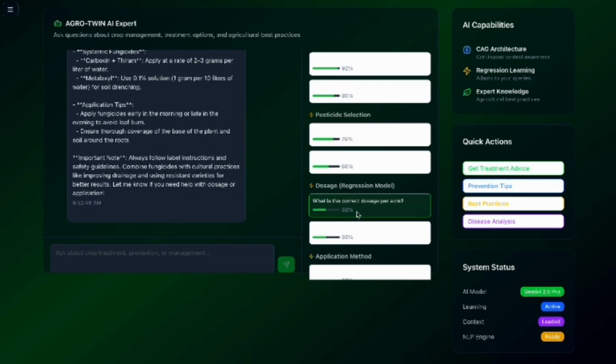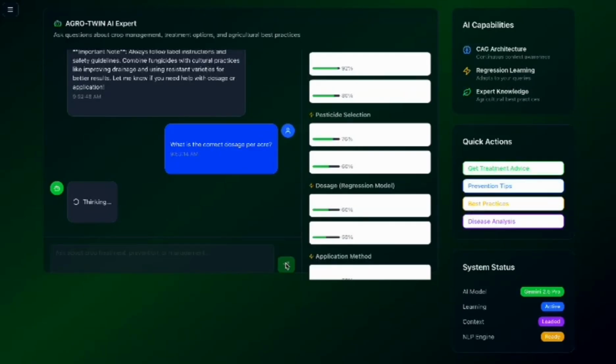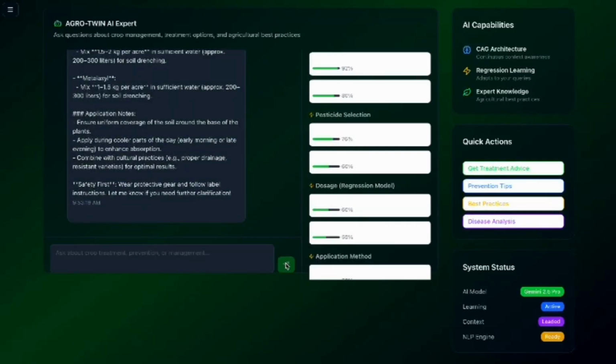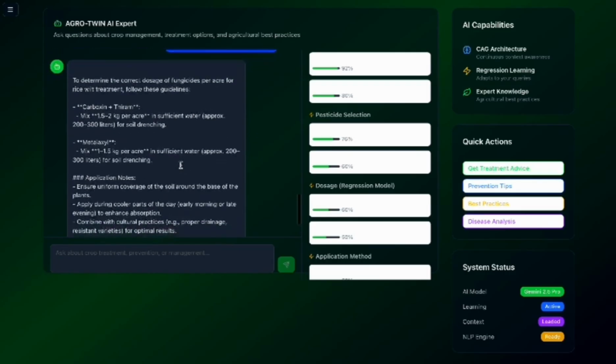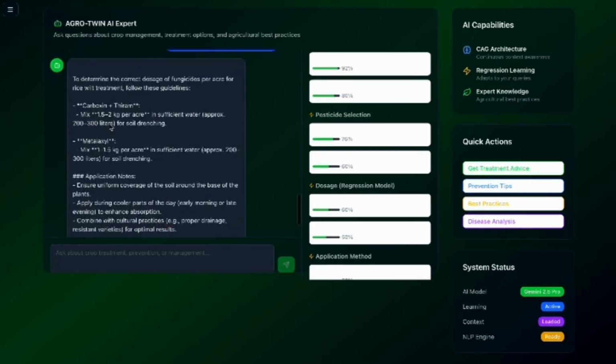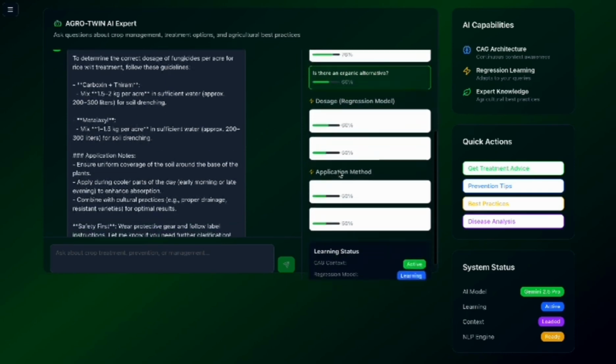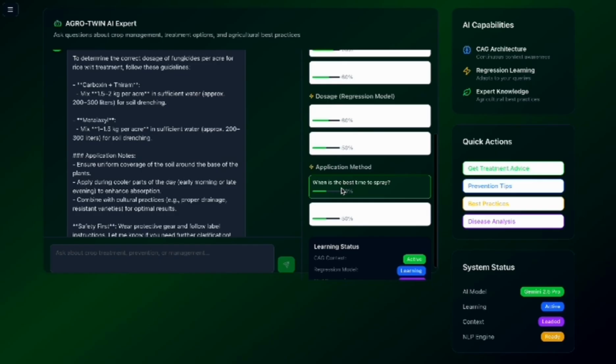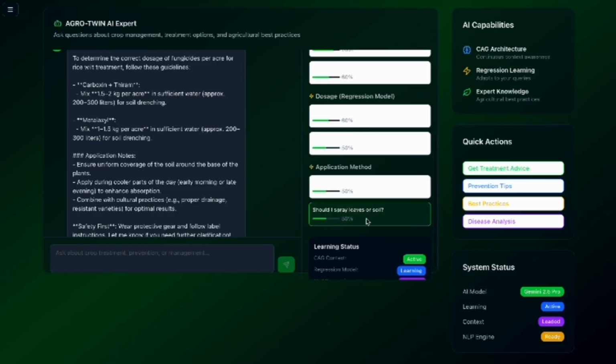Okay. Now let's see dosage. What is the correct dosage per acre? Let's see. All the readings are completely given in this particular prompt which we gave to this chatbot. And for application methods, we have two different types of questions: when is the best time to spray, and should I spray on leaves or soil? Like some crops are affected by the soil and some crops are affected by the leaves.